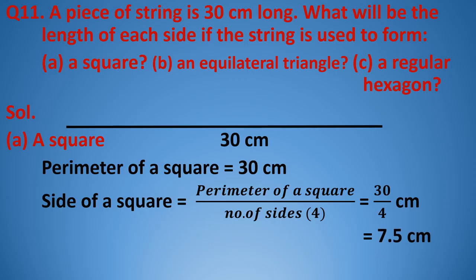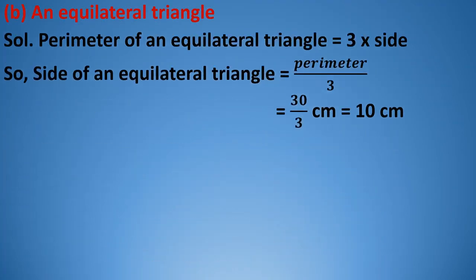Now this 30 centimeter we will use to form an equilateral triangle. We know that in a triangle we have 3 sides. So what is the formula to find out the side of an equilateral triangle? It is perimeter divided by 3. Now as I told you, perimeter is again 30 centimeter only. So 30 centimeter divided by 3, which is equal to 10 centimeter.